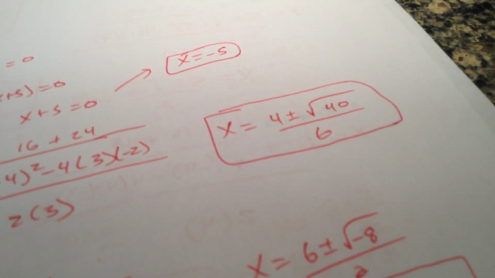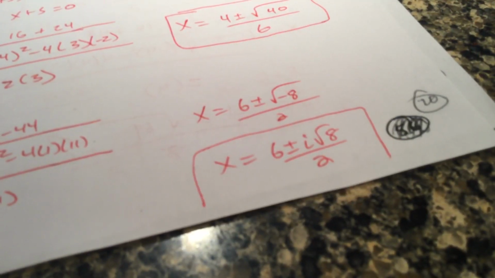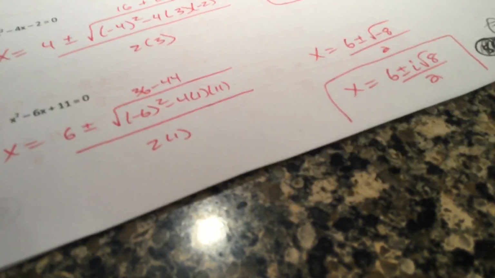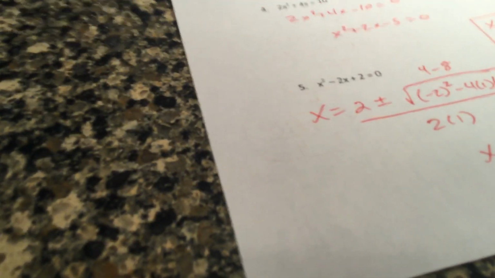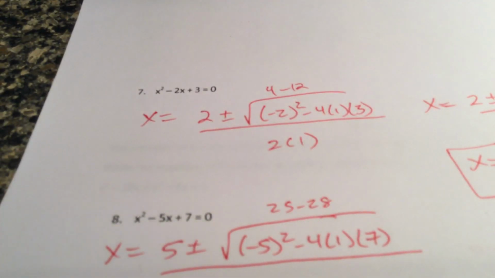There is our answer. Next one, I use the quadratic formula again. The square root of -8, i root 8. Again, some of you might have 3 plus or minus i root 2. That's totally fine. And getting to the last few pages, page 21 here, number 7, quadratic formula.